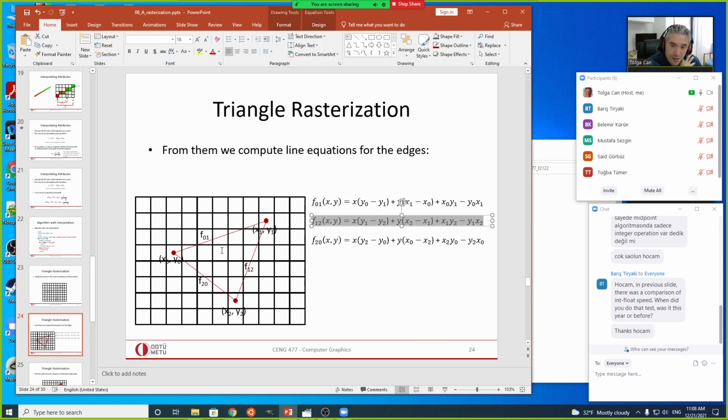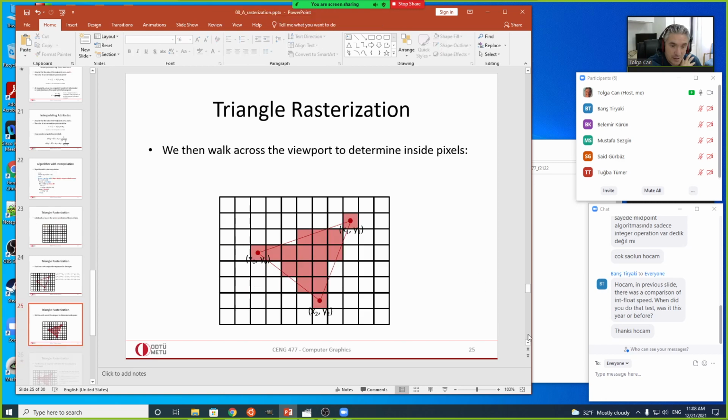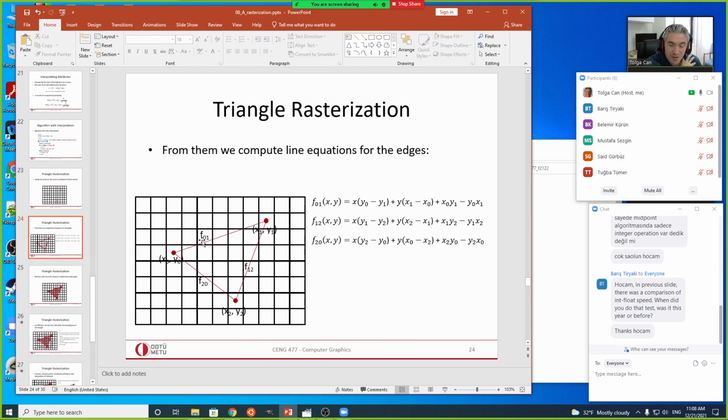If you go in this direction, being on the right side of the line means you're going to get a negative value. Again, you're on the right side here, negative value. When you're going from 2 to 0, you're on the right side, you're going to get a negative value. So this is it, but which pixels to test? That's another thing. If the pixel center gets negative values for all 3 of these line equations, it means that the pixel is inside the triangle.